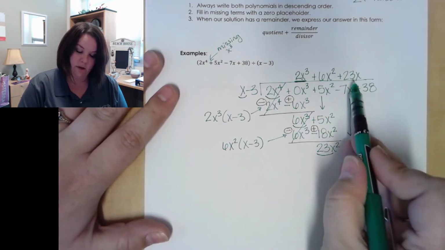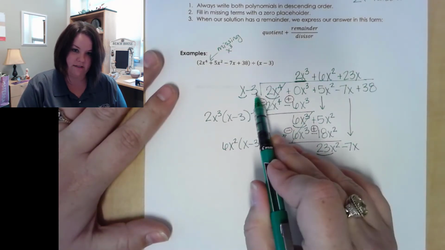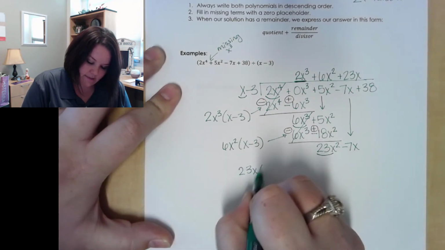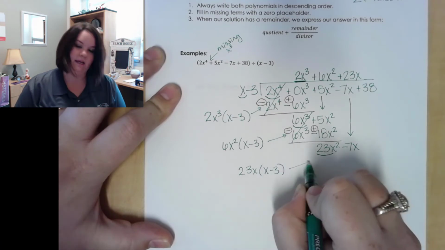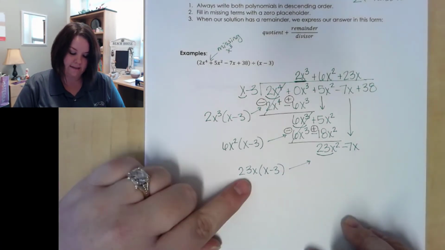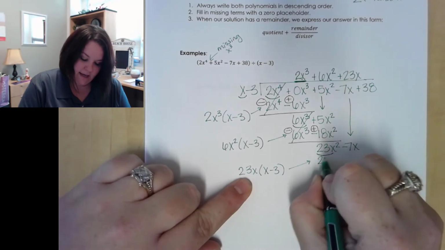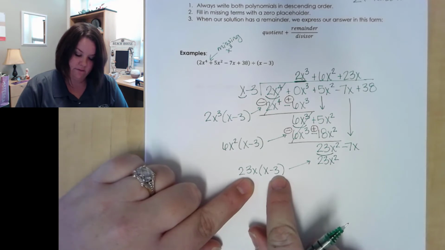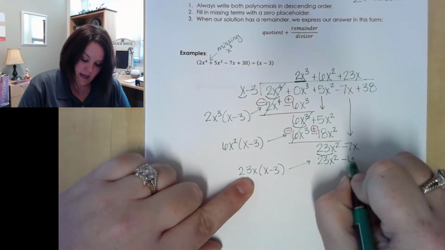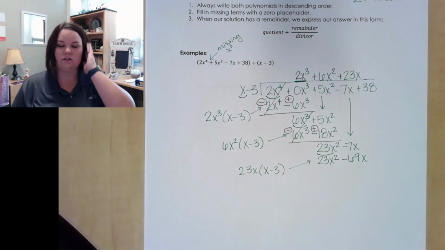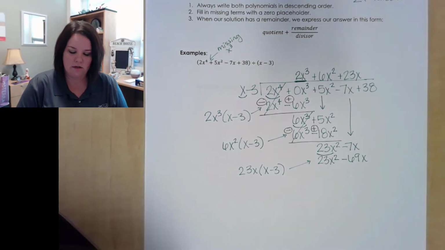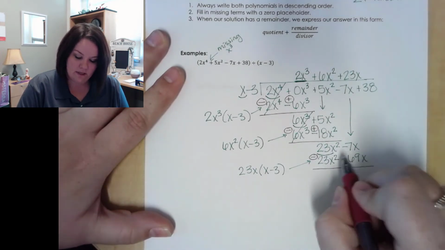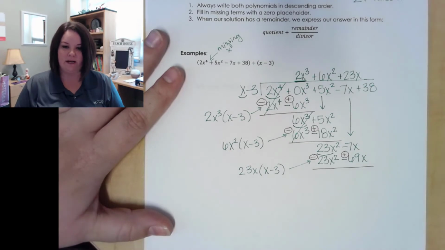And then I'm going to take that positive 23x, distribute it to my divisor, and write it below. So out to the side, I'm doing 23x times x minus 3, and writing it here. So 23x times x gives me 23x squared. 23x times negative 3 gives me a negative 69x. And then once I have it distributed out, remember, I draw my line, change my signs. So this becomes a negative, this one becomes a positive, and then I combine straight down.